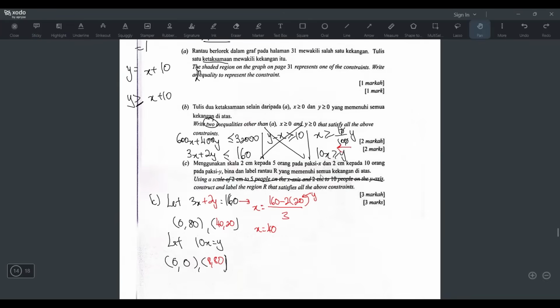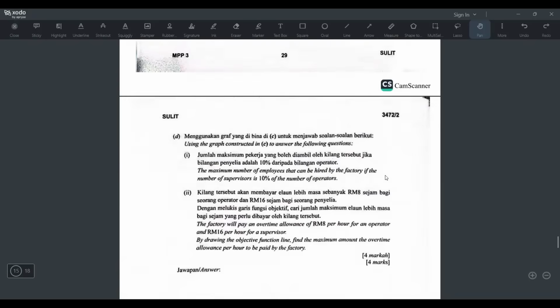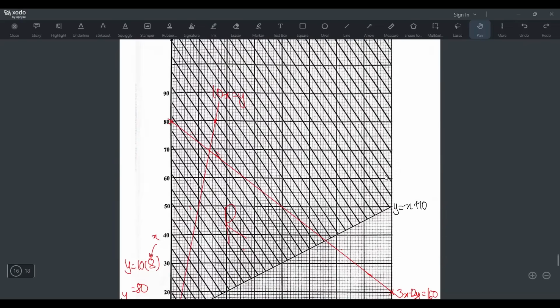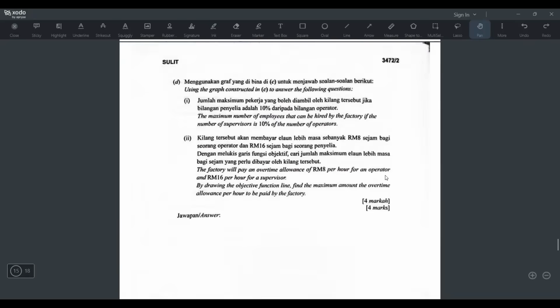Always look from y positive. Okay, look from y positive. Okay, so now we are done with the shading part. So now we can do the next part.